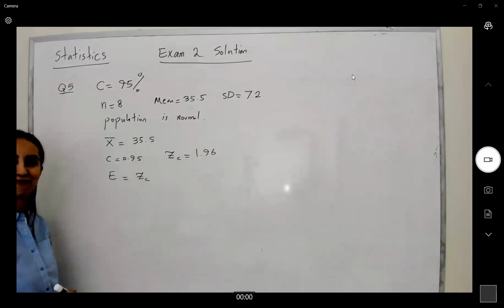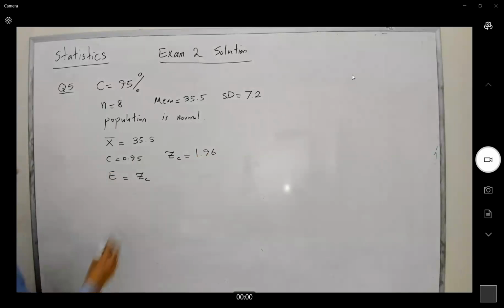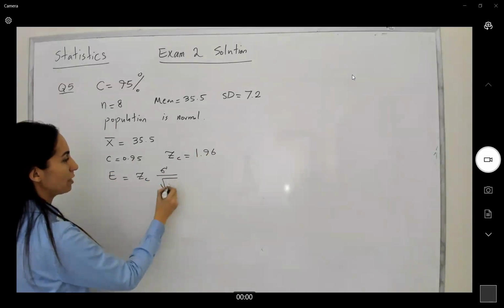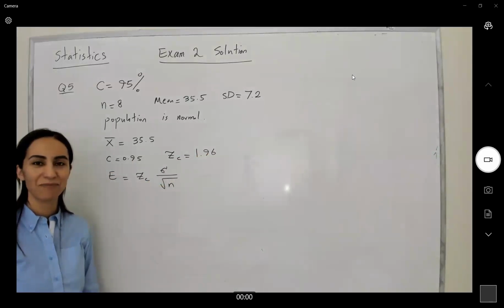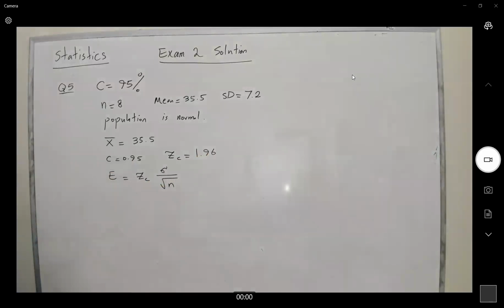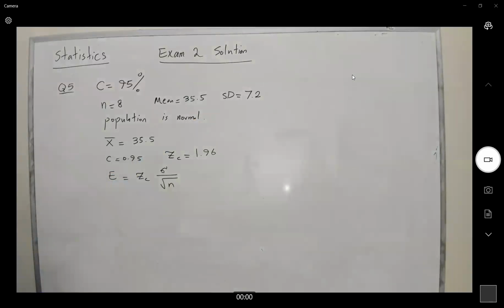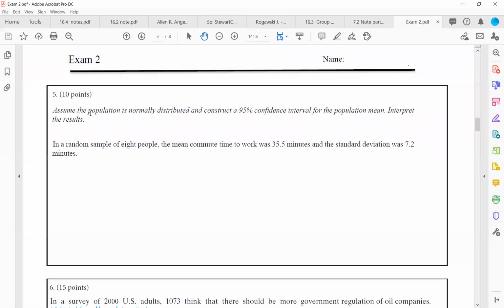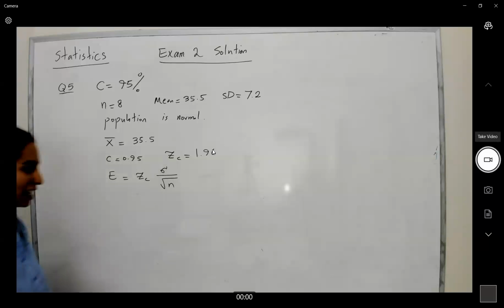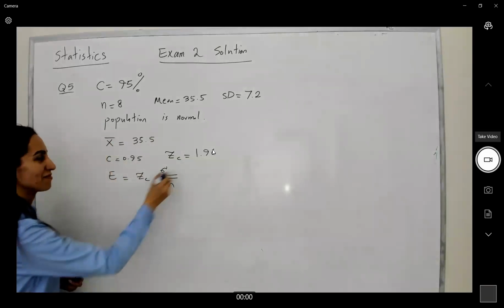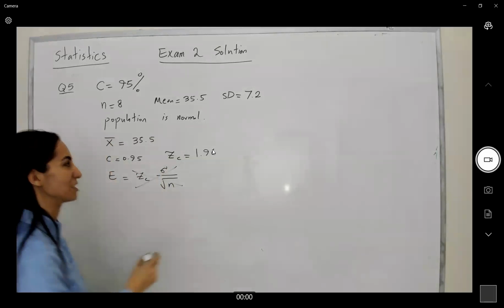ZC times sigma divided by square root of n? Yes? No? What is this, is it your sigma or is it your S? Take a look at your question. Information about the sample is given. So it means that we have TC, not ZC.